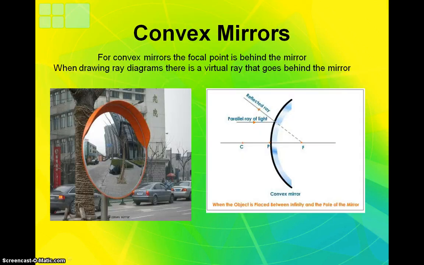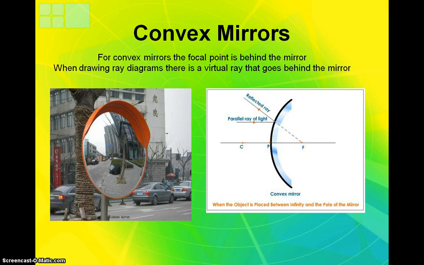Now, for convex mirrors, that's one that's going to bow away from you, like a Christmas tree ornament. In this case, the focal length is actually going to be on the other side. So you're going to be standing in front of the mirror over here, but the focal length is going to be over here because the center of curvature is in the middle. It curves this way, right? So we treat the focal point as being negative.